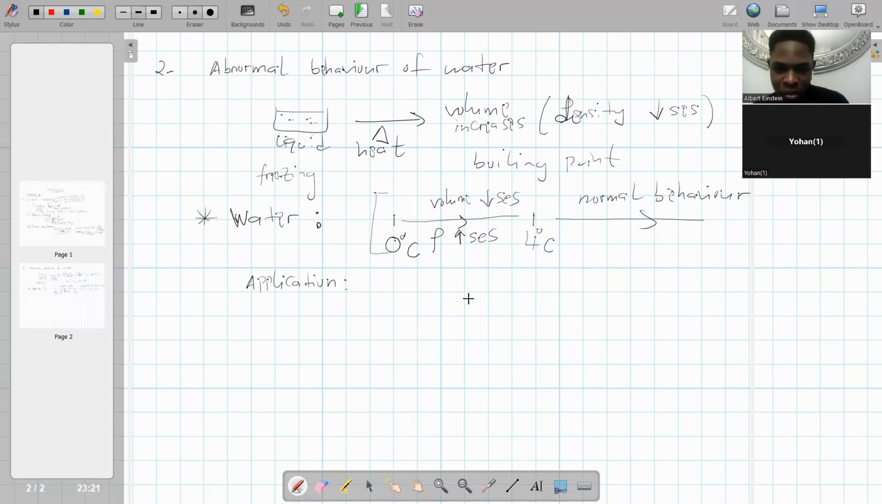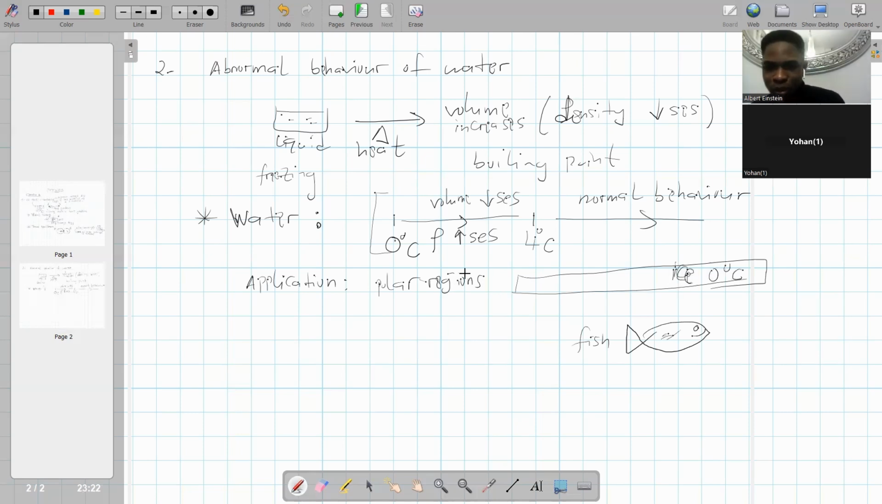Now the application. It happens in the polar regions where there is a lot of cold. This behavior saves the fish in the water. Look, ice has a temperature of 0 degrees. Let us start from there. So when the ice melts and the water heats up to a temperature of 4 degrees, the water becomes denser than the ice.